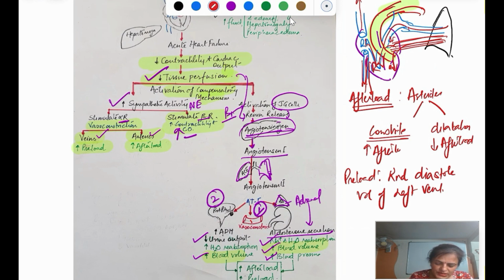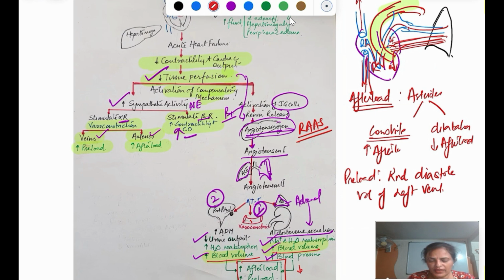Similarly, if I go to this system, RAS, it is going to stimulate the RAS, the renin, angiotensin, aldosterone system. Here also, in the end, because of the increase in the blood volume, it is going to increase both afterload as well as preload. So ultimately it is going to increase the cardiac work. So what is this compensatory mechanism?